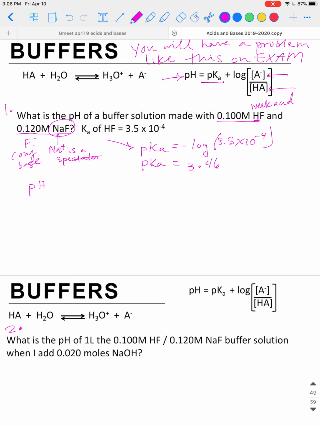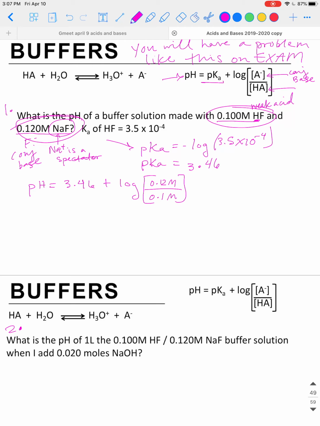Now we just plug all of this into the Henderson-Hasselbalch equation. pH equals 3.46 plus the log. So in the Henderson-Hasselbalch equation, it's plus the log, not minus the log. And we're going to put what goes on top. The concentration of the conjugate base goes on top. And that is right here, NaF. So 0.12 molar divided by the concentration of the weak acid, 0.1 molar.